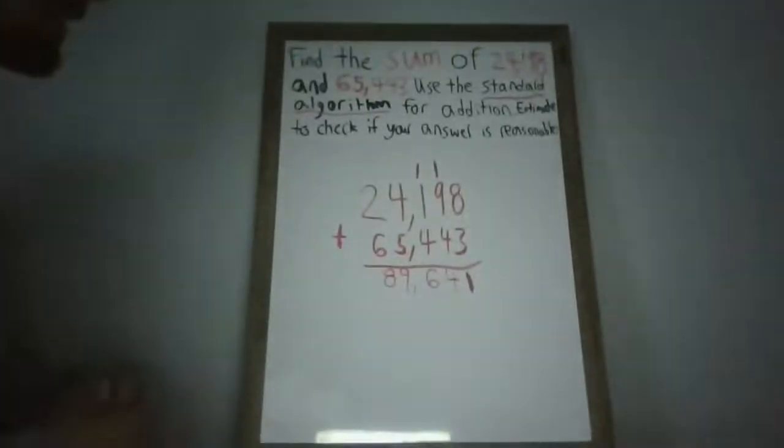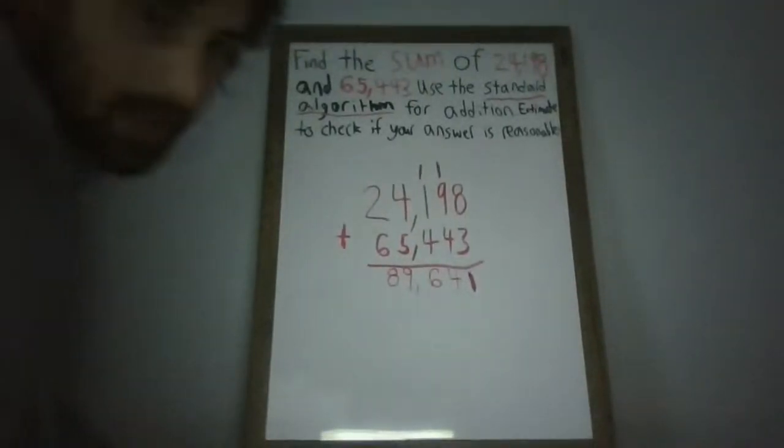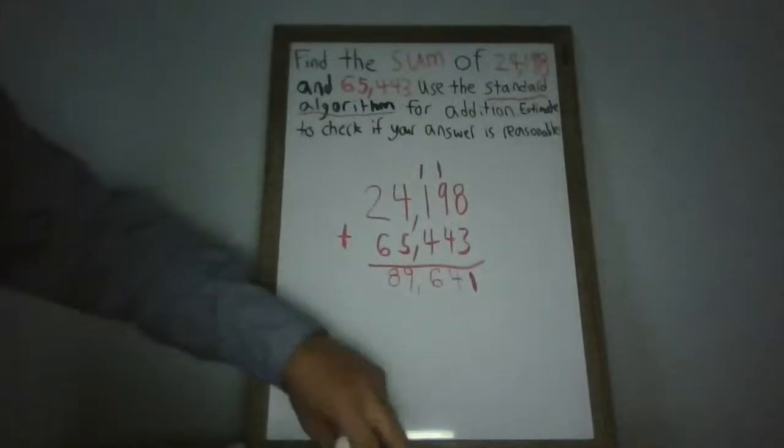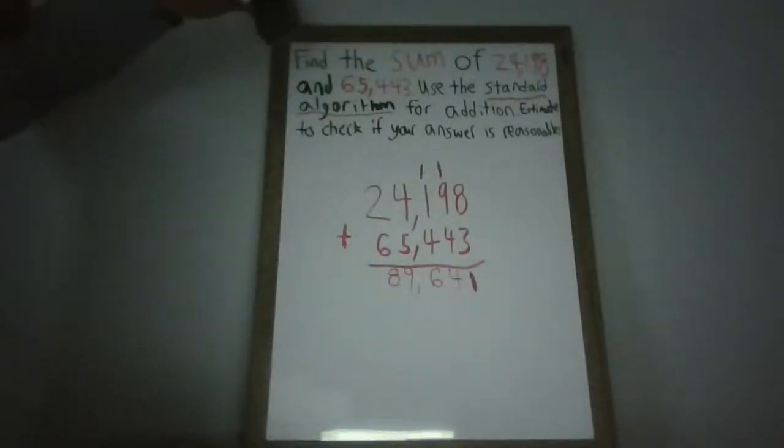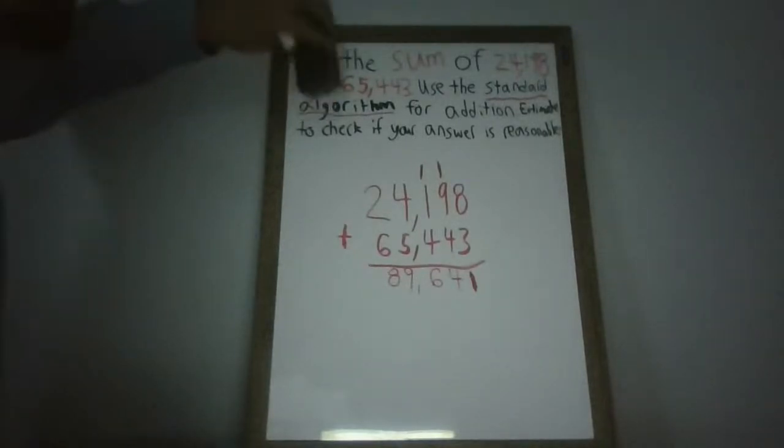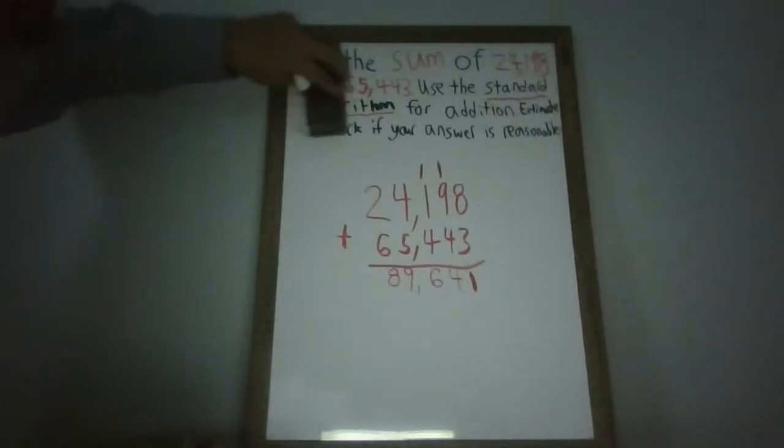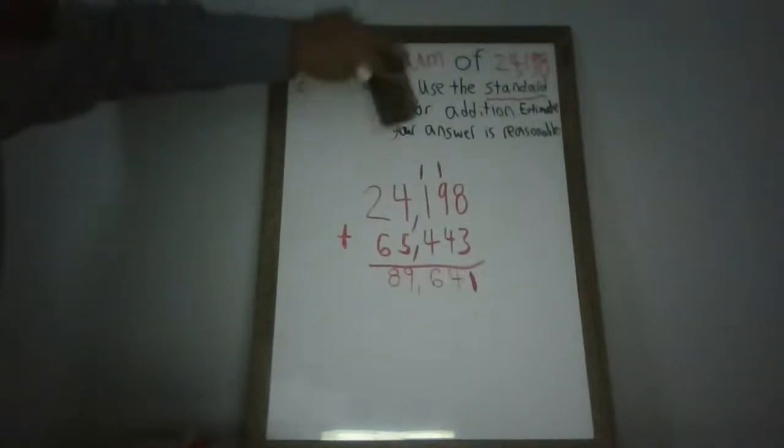89,641. That is our answer there. That is our answer here. Now I'm going to estimate to see if that answer is reasonable. 89,641. And now, time to estimate. So what I'm going to do is estimate to the nearest 10,000.